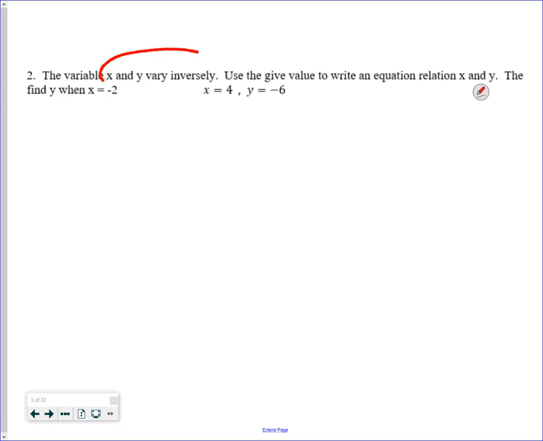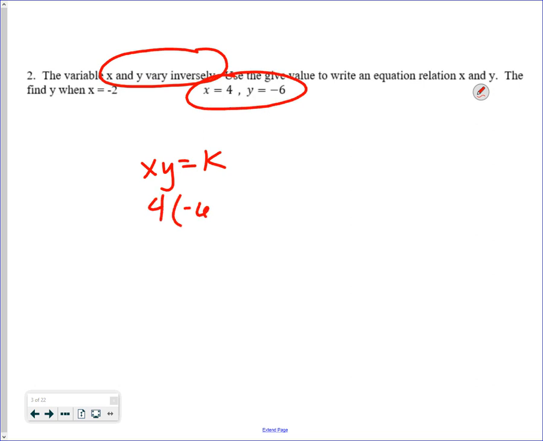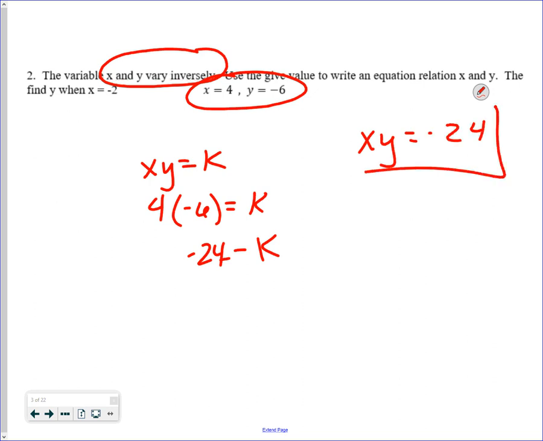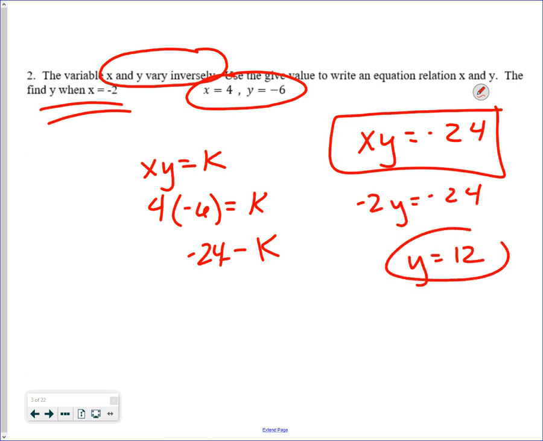Now they're telling you that x and y vary inversely. So you're talking about x times y equals k. And they wanted you to write an equation using the equivalent values. So x is 4, y is negative 6. That makes k negative 24. So the first part is actually writing an equation using our k value. And then they want you to actually find y when x is negative 2. So y would be 12. So two parts to that question. One, write an equation based on your given values. And second, finding a value given an x.